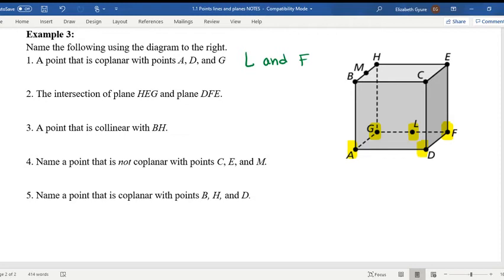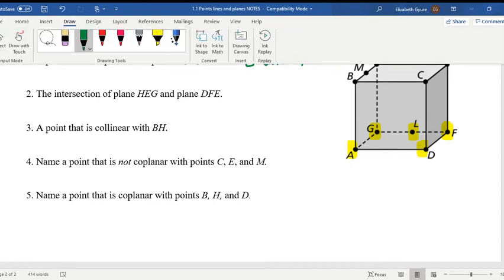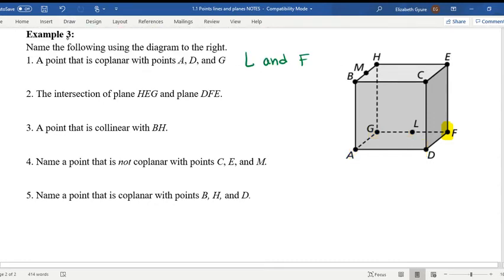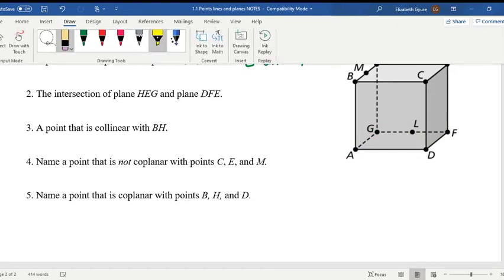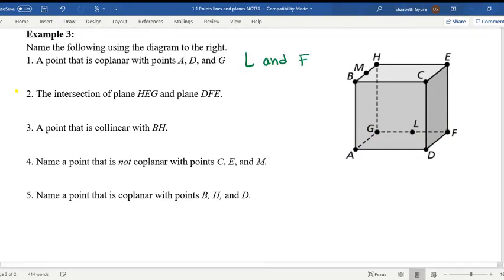Name the intersection of plane HEG and plane DFE. So for this, if you have some highlighters or something at home, this is kind of nice to color for yourself. So plane HEG: H, E, and G, those are all laying on the back of your cube. So it's this back surface here, that's that plane. Okay, so if you outline those, you can kind of see there's your plane in the back.